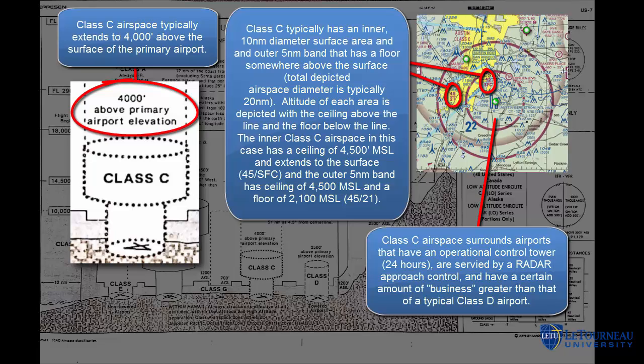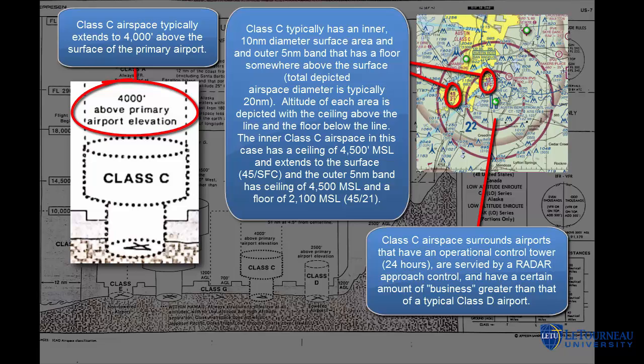Total diameter depicted on the chart is typically 20 nautical miles. Altitude of each area is depicted with the ceiling above the line and the floor below the line. The inner Class C airspace in this case has a ceiling of 4,500 MSL and extends to the surface, and the outer 5 nautical mile band has a ceiling of 4,500 MSL and a floor of 2,100 MSL.